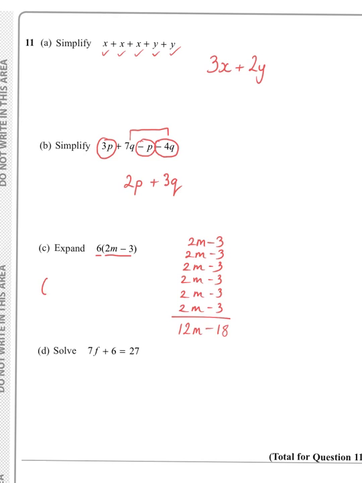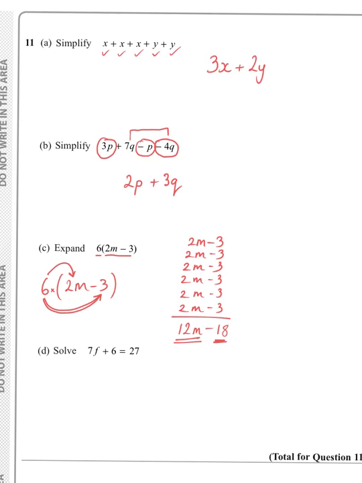One way of looking at this is that whatever's inside the bracket, you have to multiply by the number outside of the bracket. It just means 6 lots of whatever's inside the bracket. So we'd have 6 lots of 2m, which would give us our 12m. And then 6 lots of 3 gives us our 18, but we had 6 lots of negative 3.